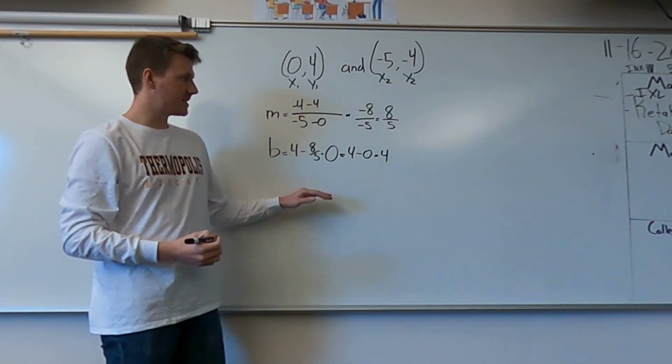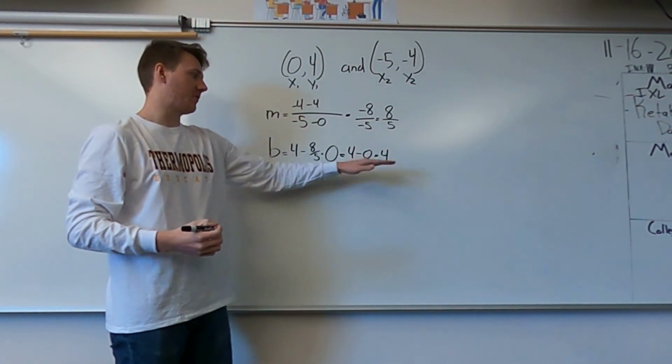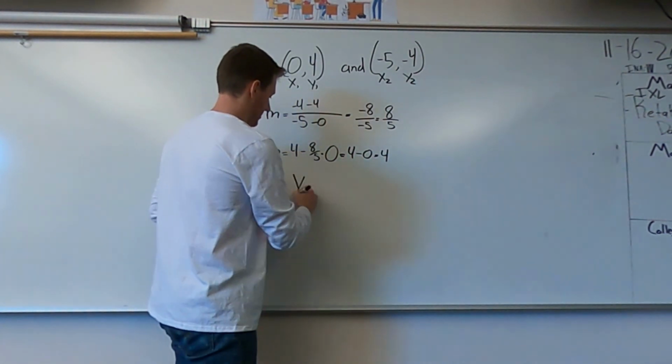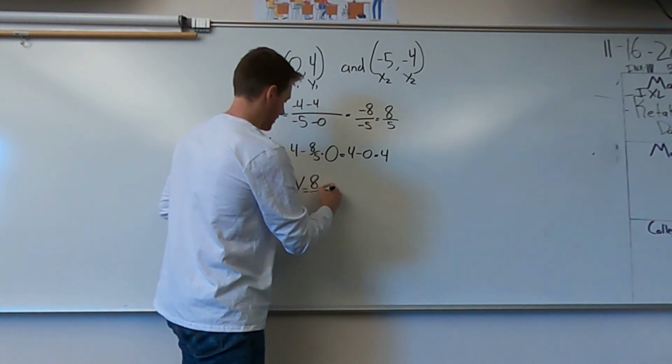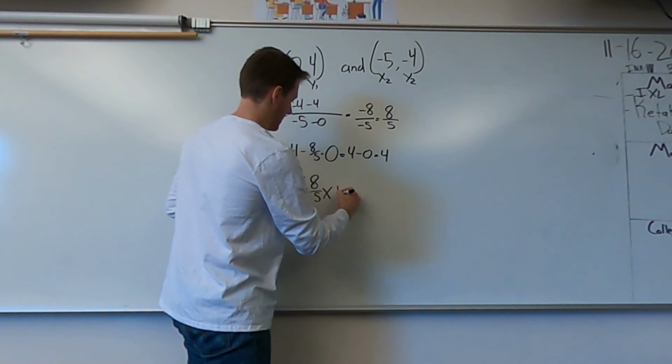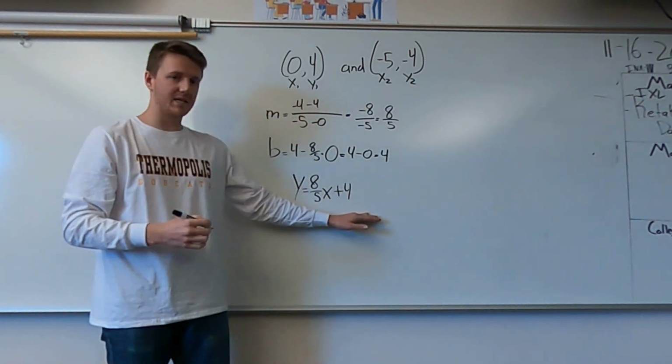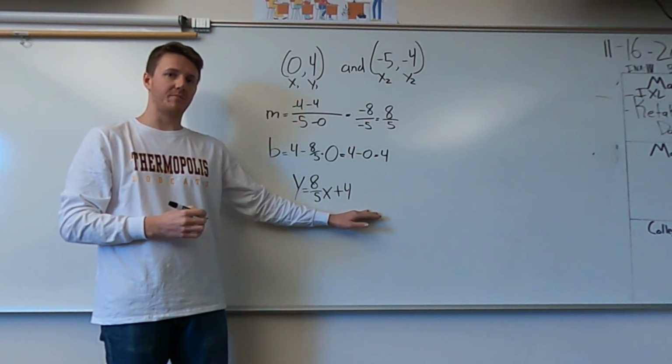And then writing it in slope-intercept form, we have our slope, we have our intercept. So we can write our equation as y is equal to 8/5 x plus 4.